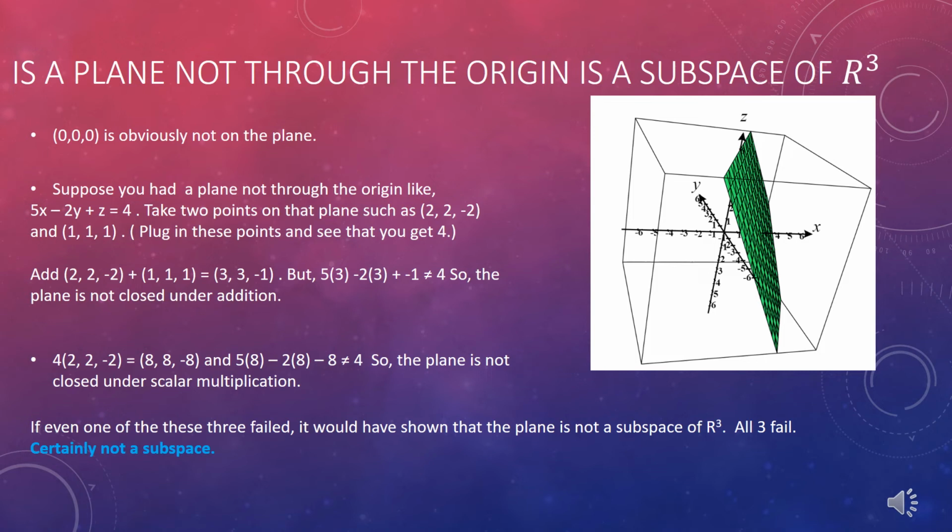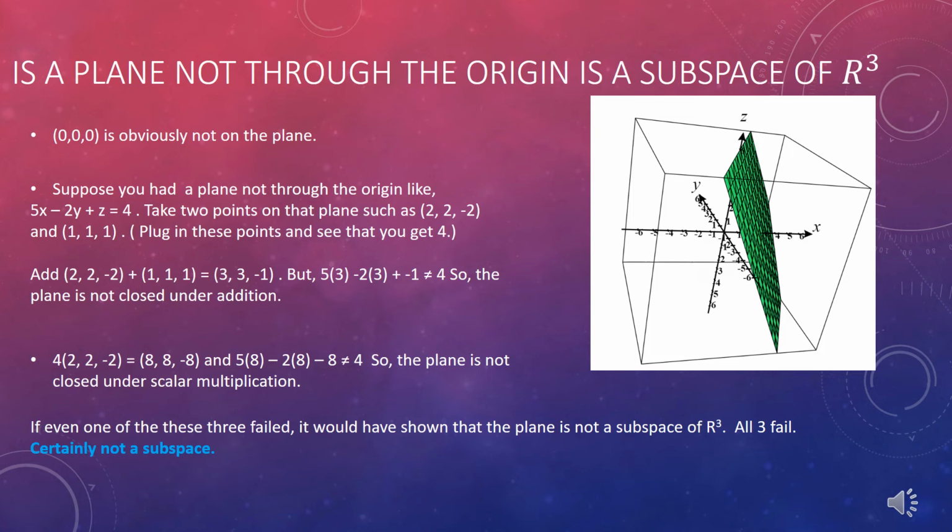When I add those points together, I get (3, 3, -1). But if I take (3, 3, -1) and put it into my equation of the plane, 5 times 3 minus 2 times 3 plus -1, I don't get 4. So that new point, (3, 3, -1), is not on the plane.